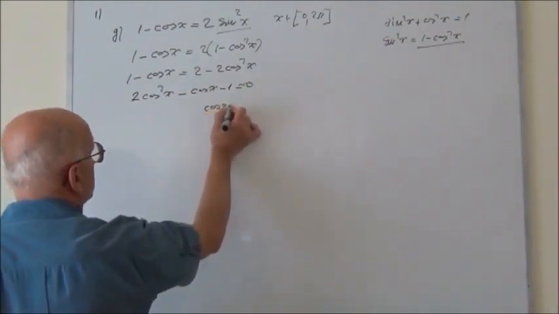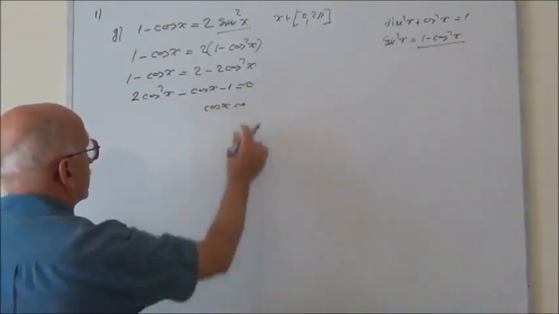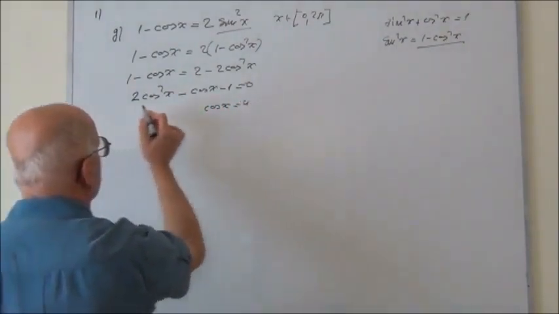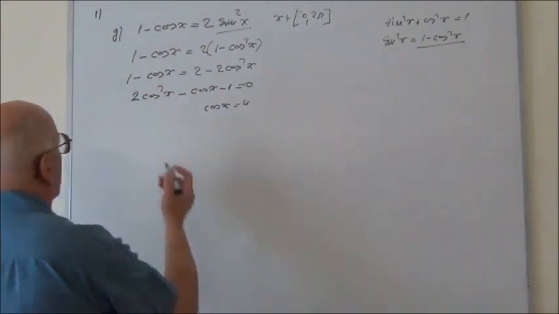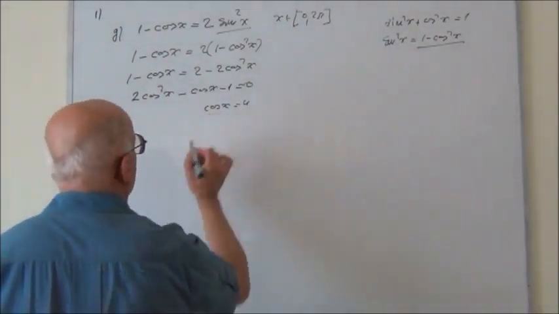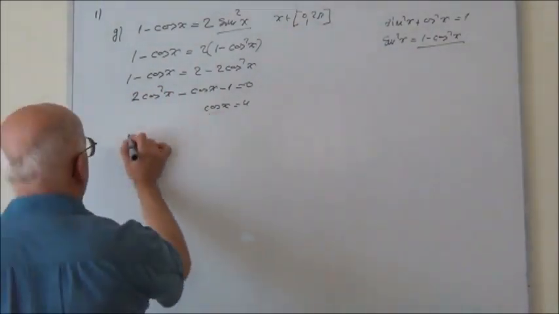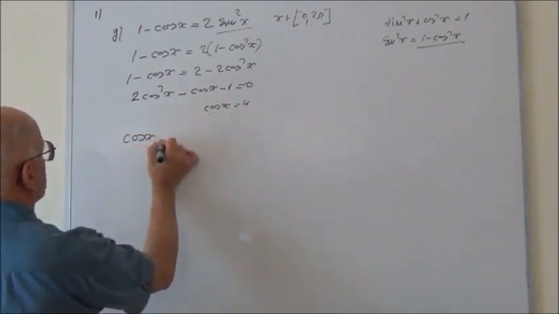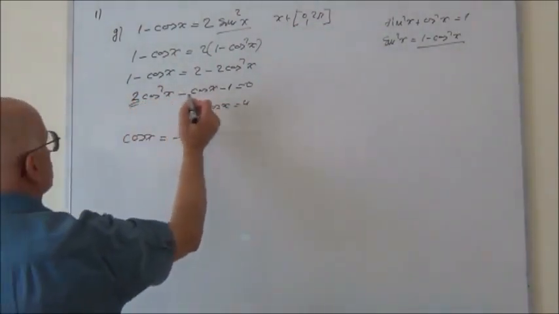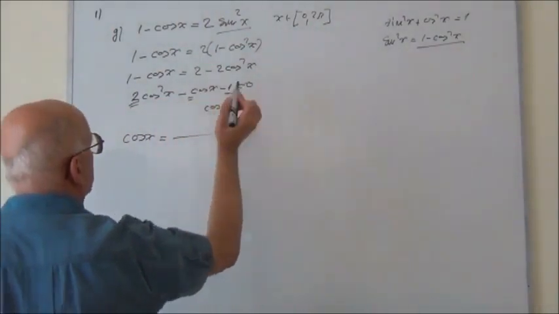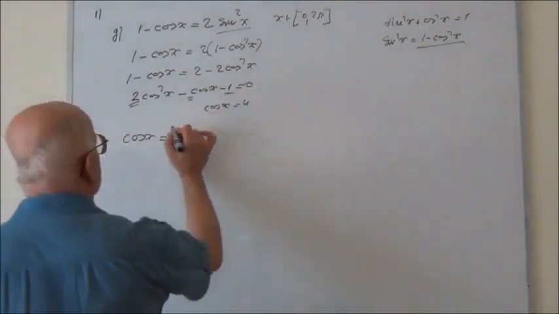In any case, you can write cos x equals u, and then replace it here, but maybe wasting time. I mean, we know what we are looking for. We are looking for cos x, and straight away you can write cos x equal, and write quadratic formula. You have coefficients 2, -1, and everything is fine.